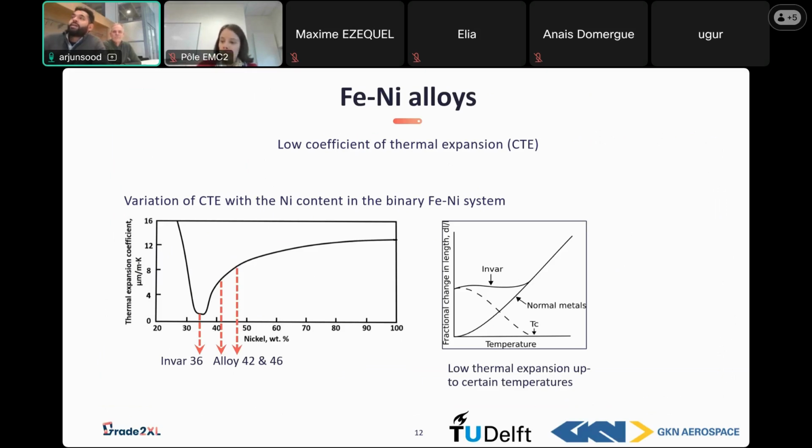Typically, if you were to take a piece of INVAR and heat it, you would see a behavior which, up to a certain temperature range, shows almost zero thermal expansion. If you compare it to a normal metal, you can see that the difference is massive, which is why these materials are preferred in aerospace tooling applications.